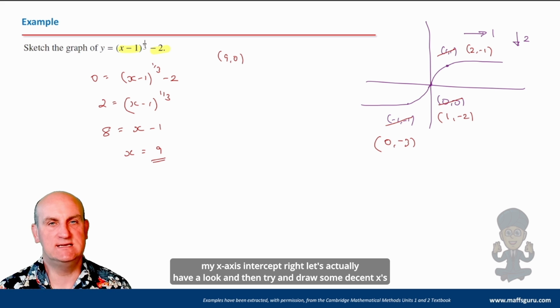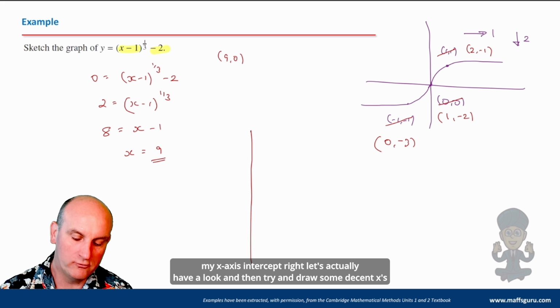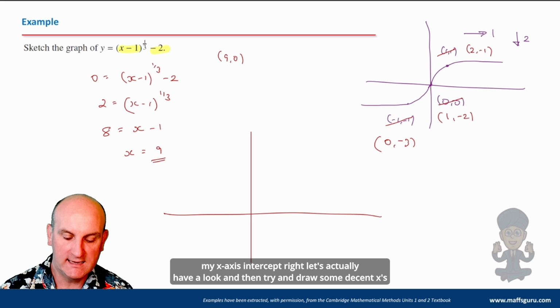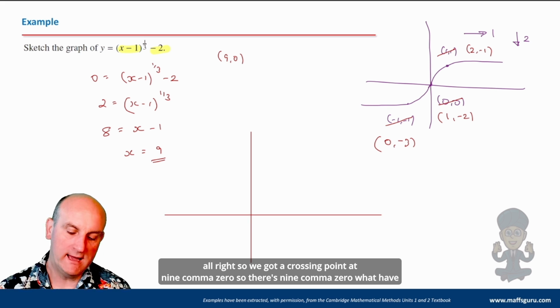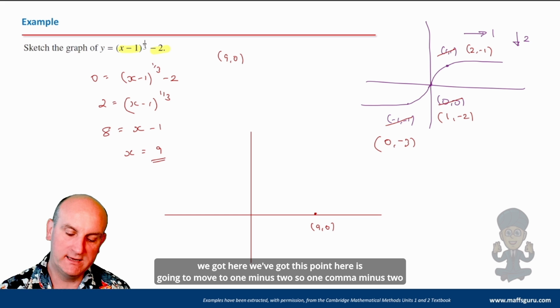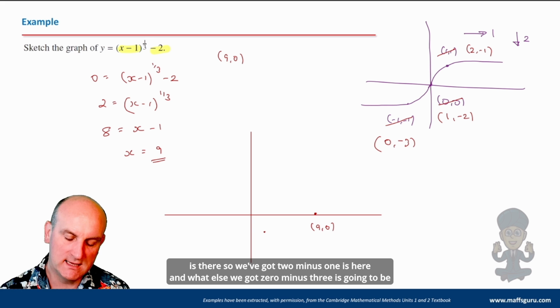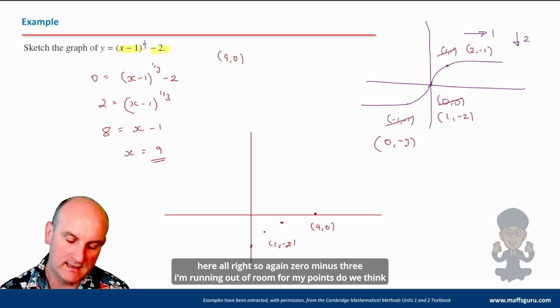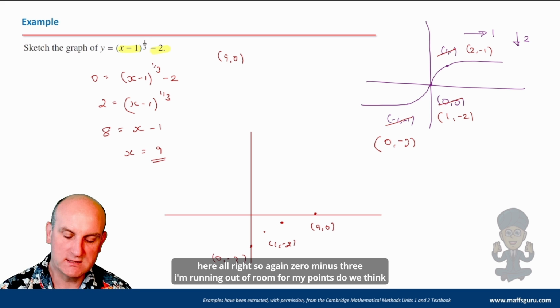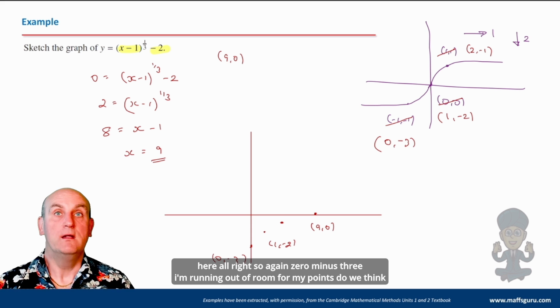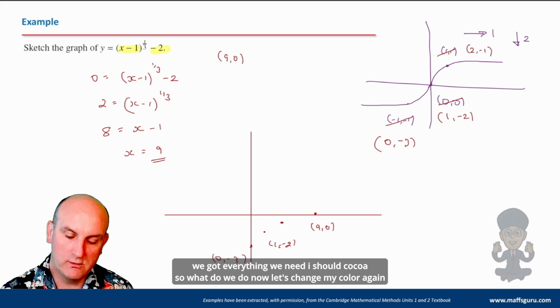my x-axis intercept. Right, let's have a look and then try and draw some decent axes. All right, so we've got a crossing point at (9, 0). So there's (9, 0). What have we got here? This point here is going to move to (1, -2). So (1, -2) is there. So we've got (2, -1) here. What else have we got? (0, -3) is going to be here. All right, so again, (0, -3). I'm running out of room for my points. Do we think we've got everything we need?